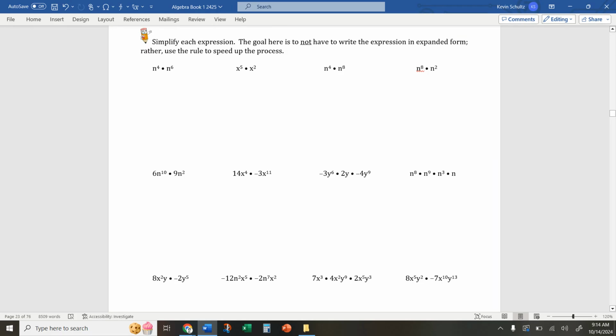Questions, comments, concerns, complaints, compliments, congratulations, criticisms. Pay attention to what's a coefficient versus a base versus a power. Follow the rule. Okay? That is how you math.